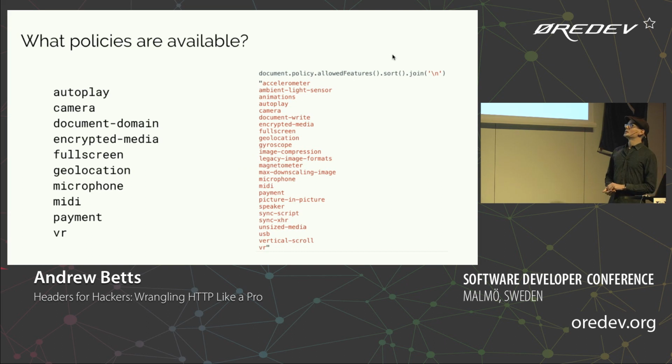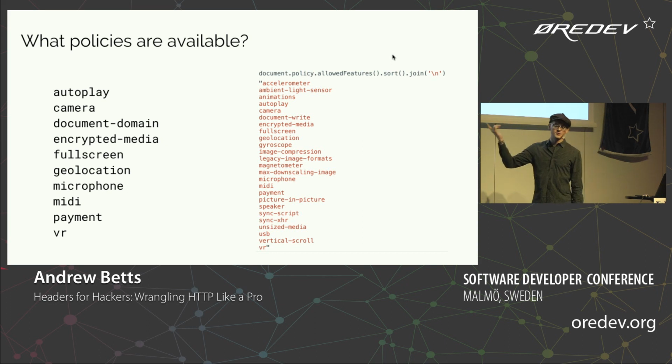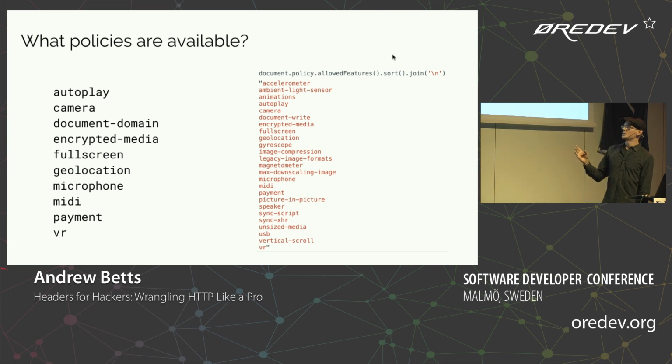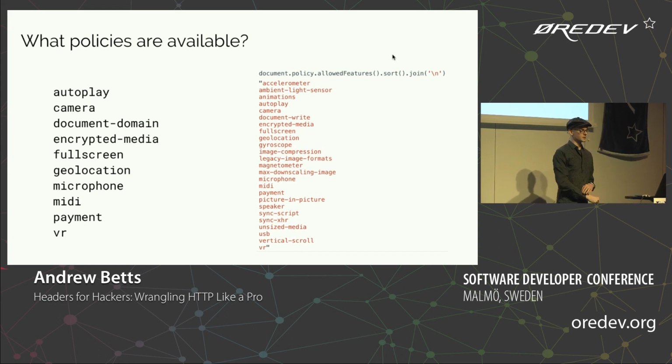As of today, there are 10 reasonably well-agreed policies, which are listed on the left here, and you'll see these if you go to MDN and search for feature policy. But like I said, Chrome is kind of racing ahead, and if you actually go into Chrome Canary, enable experimental web features, and query for the allowed features, they actually shipped quite a lot of additional features which have not yet really been discussed in great detail in the standards community.